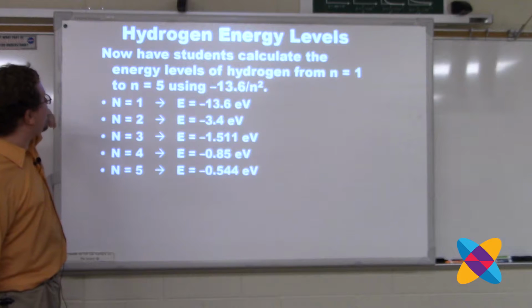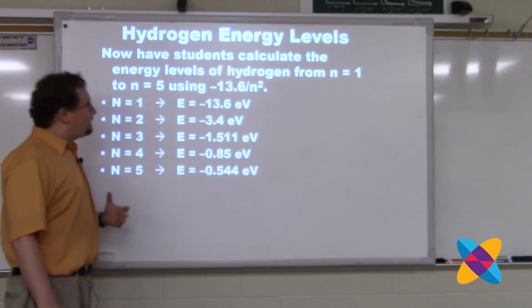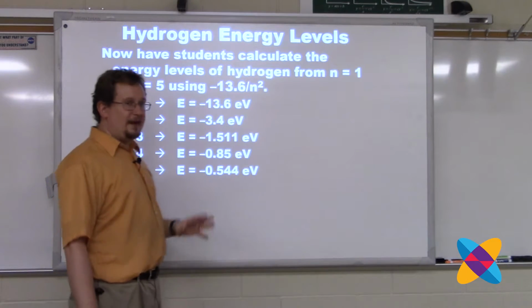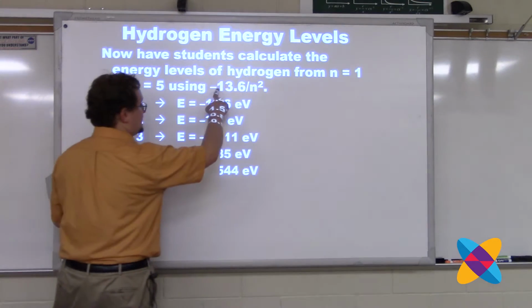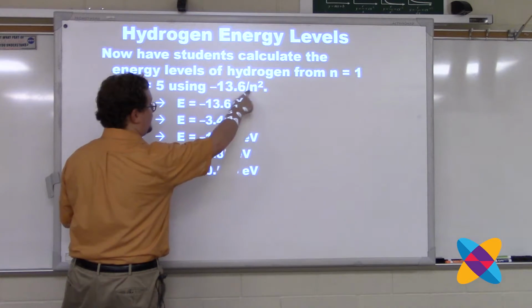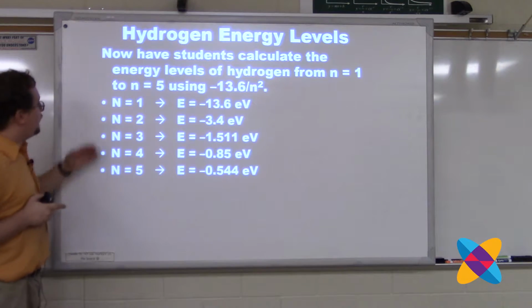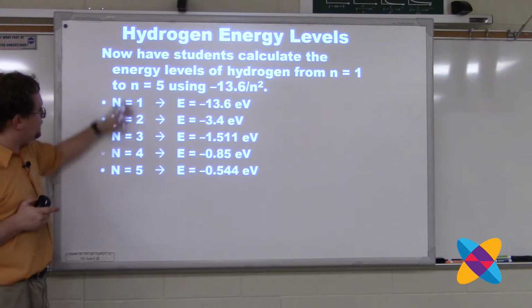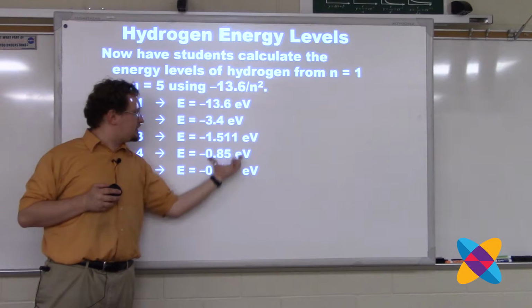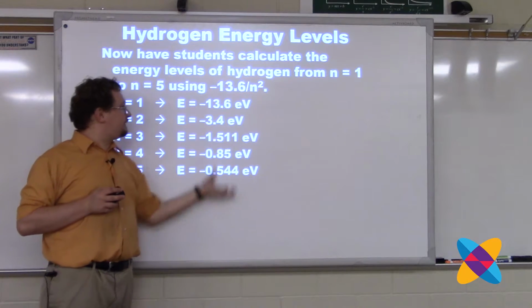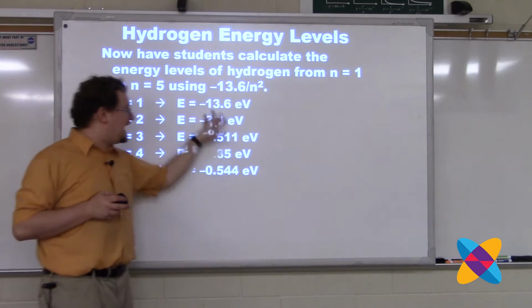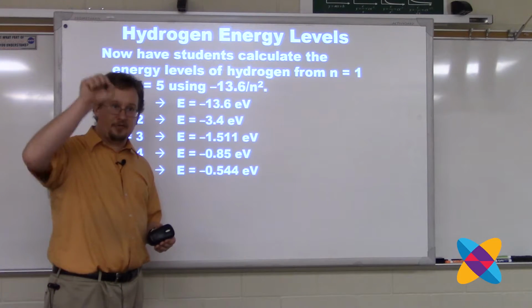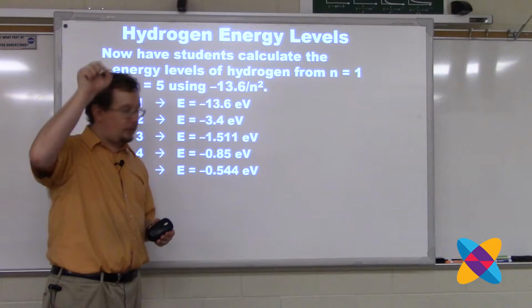Now I have the students calculate the energy levels of hydrogen from n equals 1 to n equals 5, using this equation, negative 13.6 over n squared. For each of these n's, we plug in, and we get a different energy level. Those are different energy levels. So that's the next thing students have to calculate. And of course I make them actually draw the diagram with the lines, n equals 1, 2, 3, 4, 5.